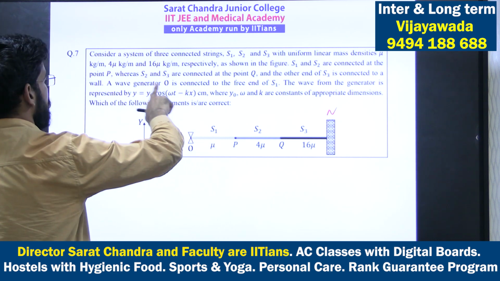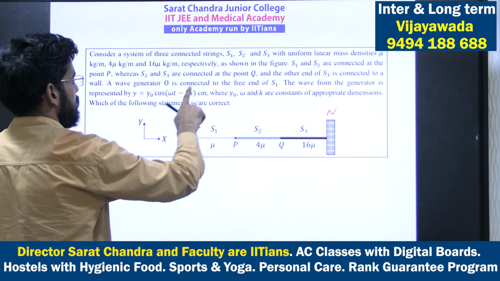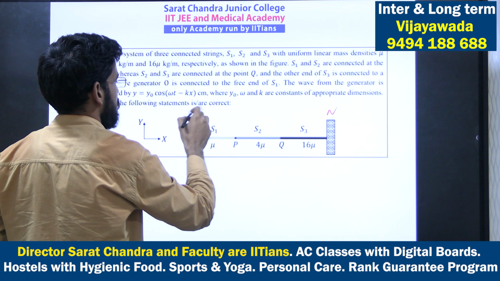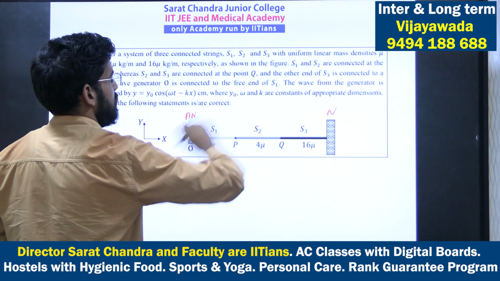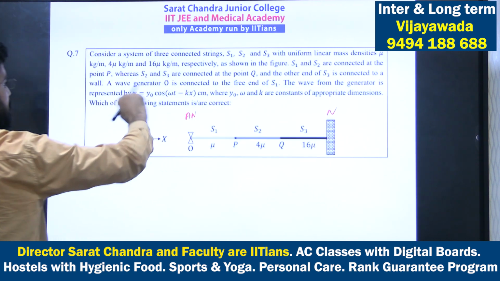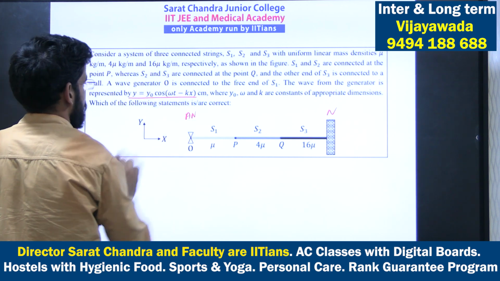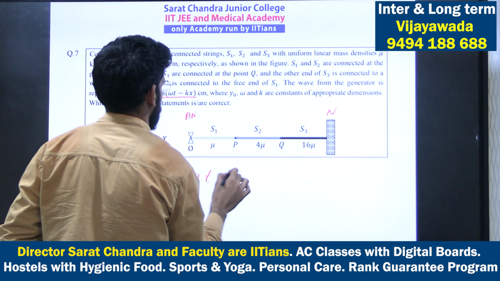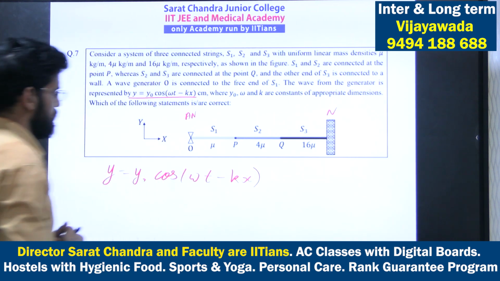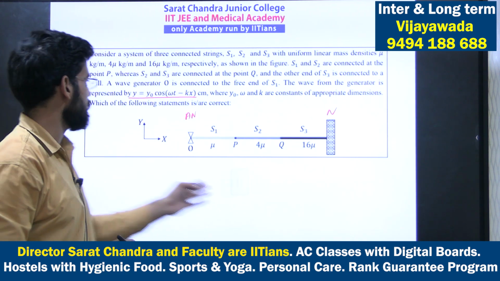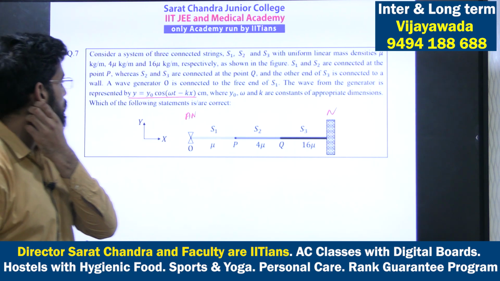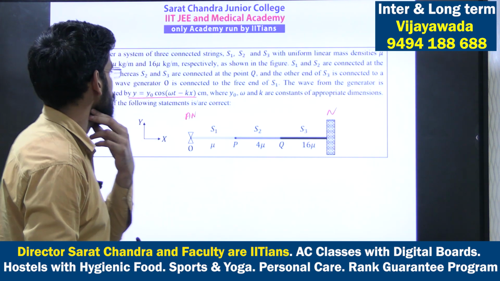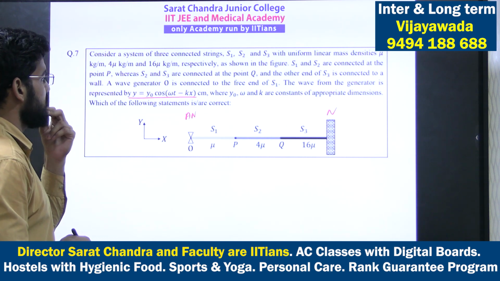Okay, a wave generator O here is connected to a free end of S1. So here this is antinode actually. Okay, the wave from the generator is represented by this. So this is the wave generated. Y is equals to Y0 cos of omega t minus kx. So that's it. Okay, that is given here, where Y0, omega, k are constants of appropriate dimensions. Which of the following statements is correct?